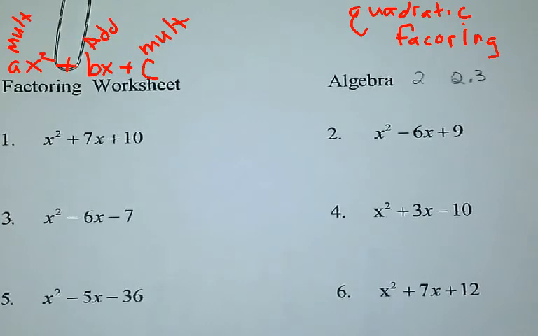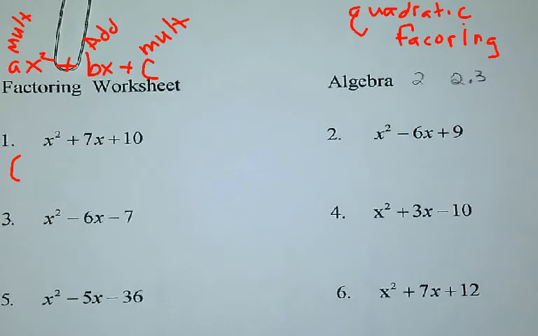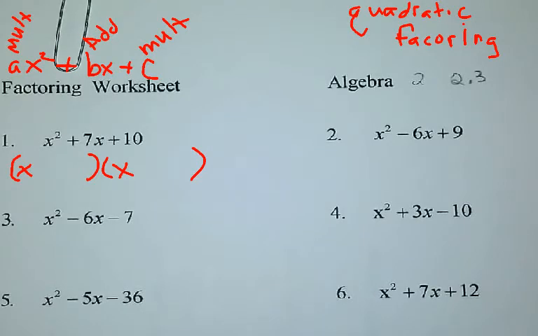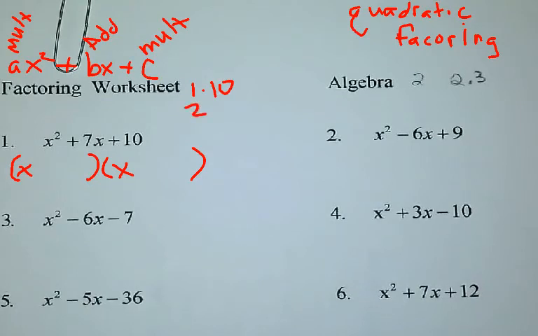So when you factor, you have to find numbers that multiply to be the front number and numbers that multiply to be the back number. To be the front number is easy, because in order to get x squared, I have to have x times x. That gives me x squared. Now then, in order to get 10, there's two ways: I could do 1 times 10, or I could do 2 times 5.